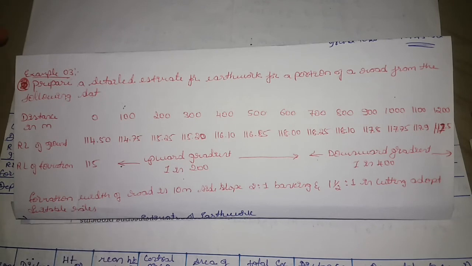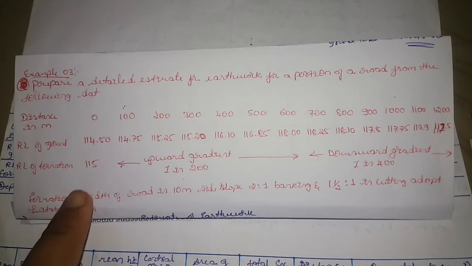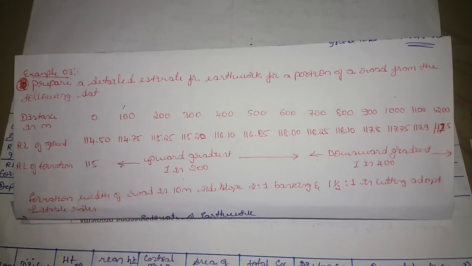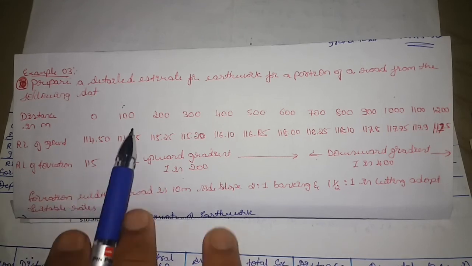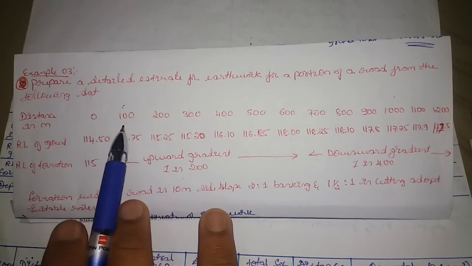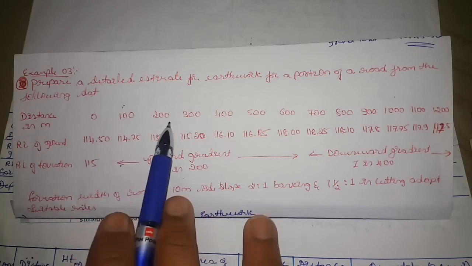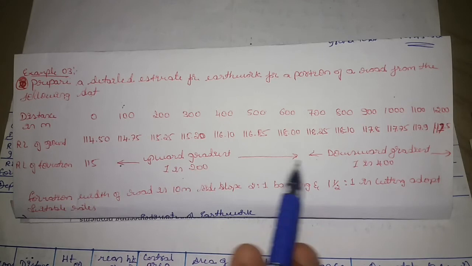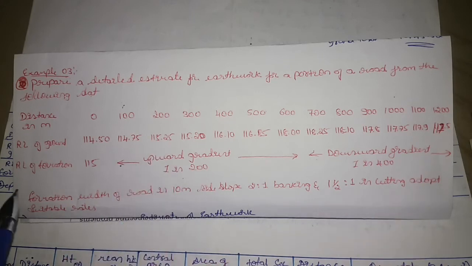Now, is everything clear? The distances are already mentioned, so we need to go by those distances. We first need to find the RL of the formation. The RL of the formation is mentioned only at 0 distance. Now we need to find the RL at each distance: at 100 meters, at 200 meters, at 300 meters, what is the RL of the formation. We need to find these values, and after that we need to find the depth.